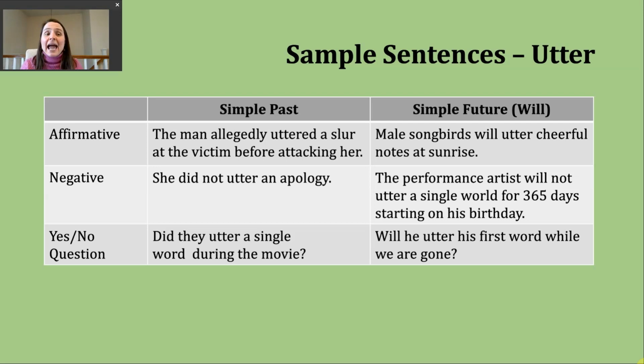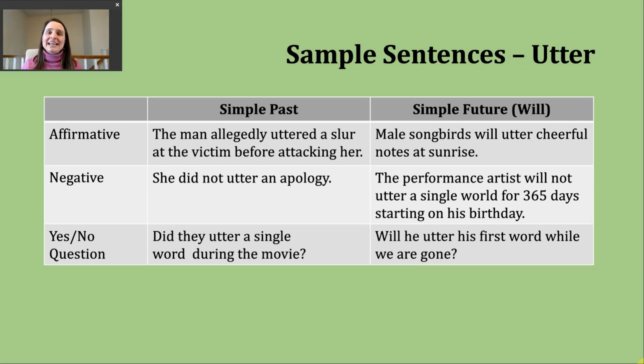Now let's take a look at how we make a negative simple past tense sentence. To do this, we're going to use did not and then the base verb. Sometimes you might hear the contraction didn't and then the base verb. Either one is fine, they mean the same thing. Another example sentence might be, she did not utter an apology. Right? So this is connecting back to that second definition around kind of someone speaking, saying words.